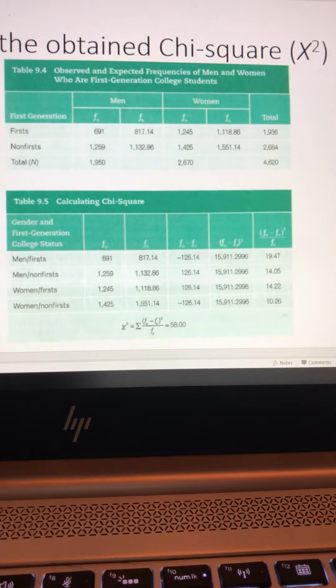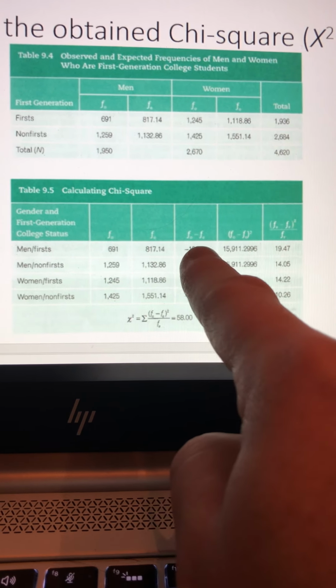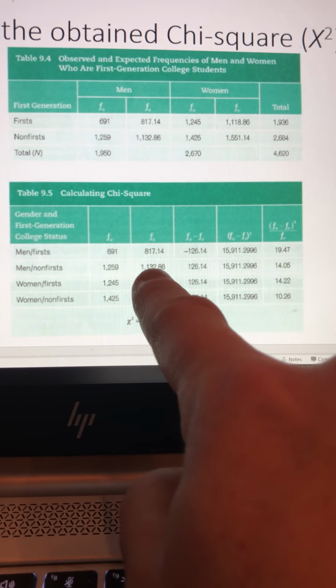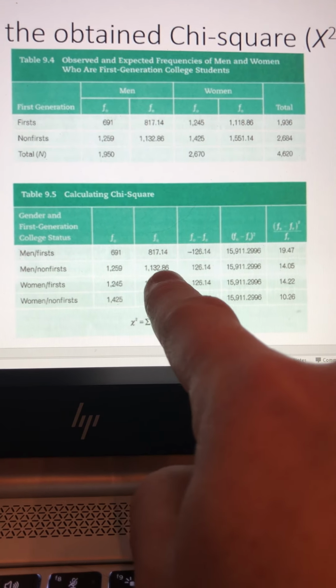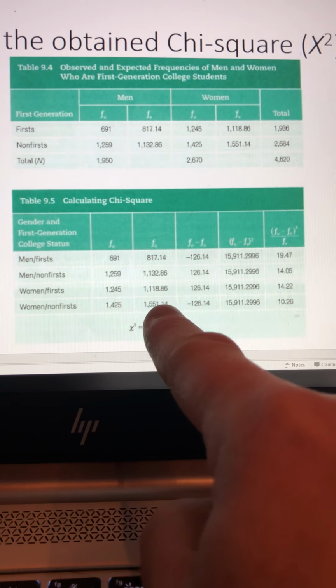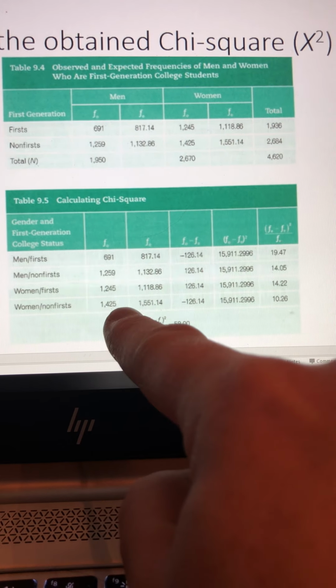F observed minus F expected. We take the difference, negative 126, and then 1259 minus 1132.86. You get the difference. So all we're doing here is just subtracting the observed number minus the expected number.